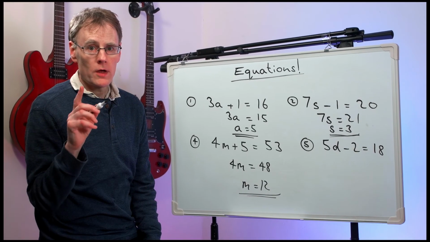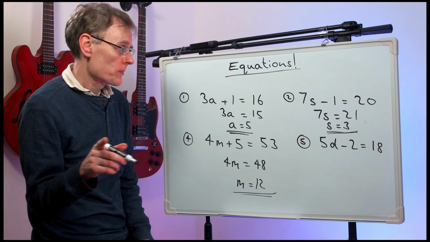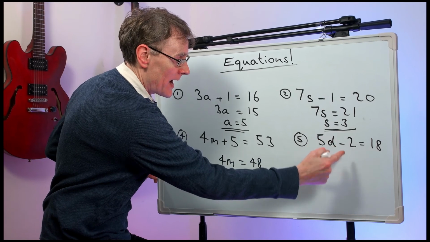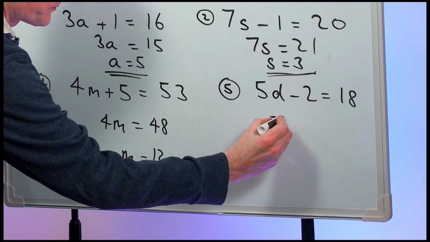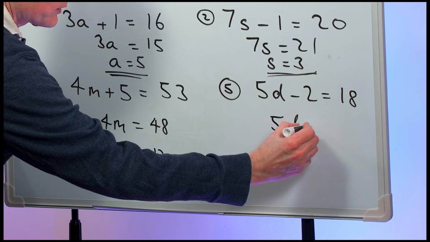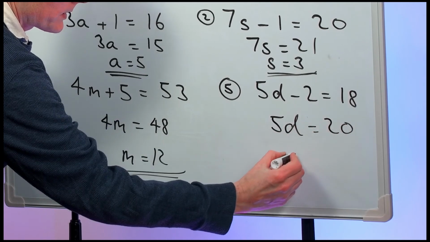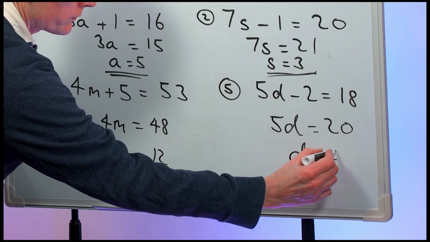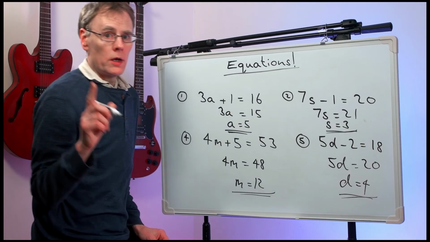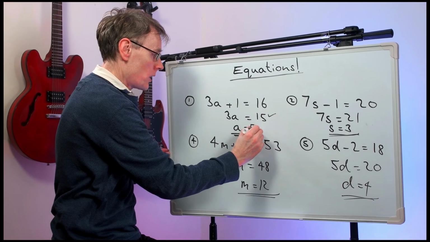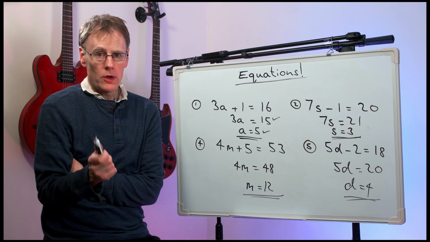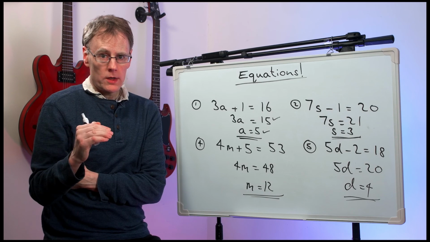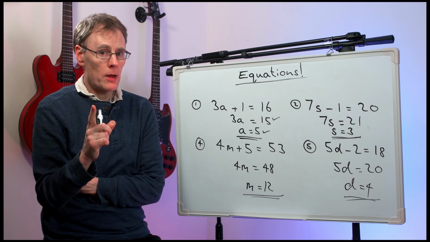Now, number 5, I don't like that minus 2. To get rid of that minus 2, we're going to add 2 to this side, so we must do the same thing to the other side. 5d equals 20, so d equals 4. For each one, you get 1 mark for your working and 1 mark for your answer. Now, download the worksheet and give them a go, but show your steps of working. Work them out properly, even though they might be quite easy.